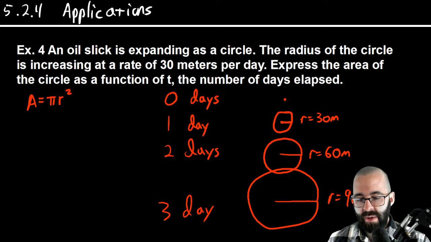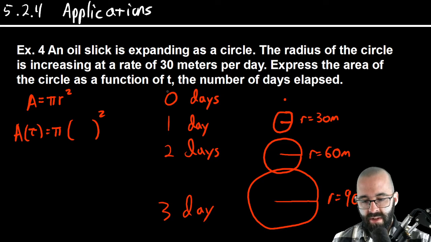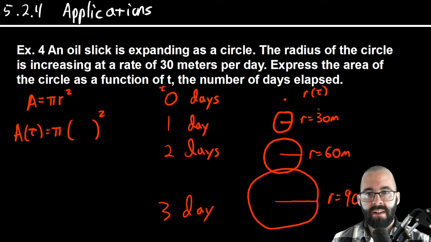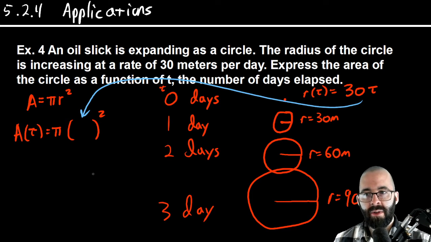What I really want is the area as a function of time. So it's going to be pi times the radius squared. But this radius is also a function of time, right? This is t. This is our radius as a function of time, r of t. So what's the pattern here? At 0, radius 0. At 1, radius 30. At 2, radius 60. At 3, radius 90. What's happening? Well, the radius is just 30 meters for every day that passes: 30t. I don't know why I'm doing this entire solution in red, but that's our radius.